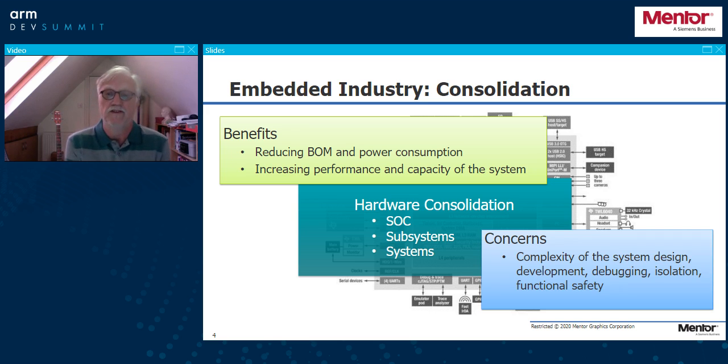The downside, there are concerns. The concerns are mainly around complexity. Complexity of the system design, complexity of the development process, debugging, isolation between different components, particularly in the context of where you have systems where safety and/or security are important. So many things to think about here.